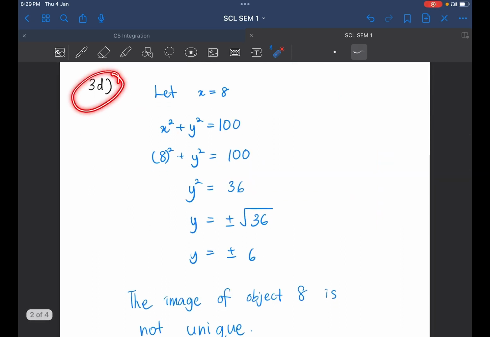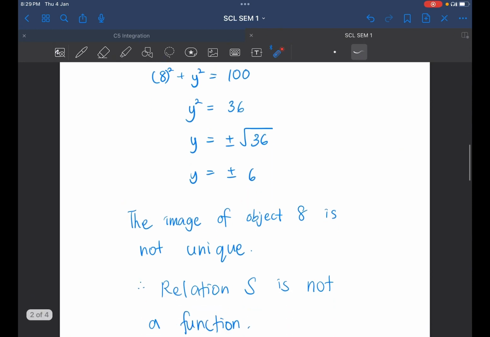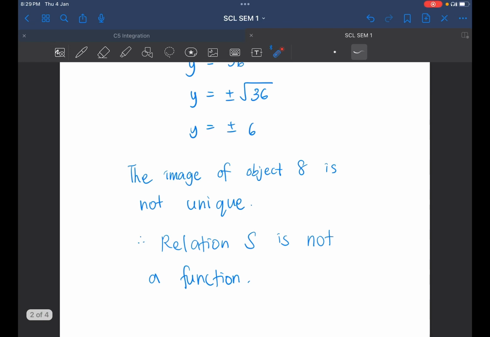For question 3D, is the relation S a function from R to R? Explain. So, we need to determine whether the relation S is a function or not. We let x equal to 8 and substitute it in the equation, and then we will get y equals plus minus 6. This means that the image of object 8 is not unique because we get two answers here. So, hence relation S is not a function.